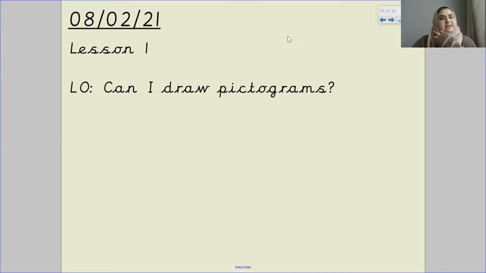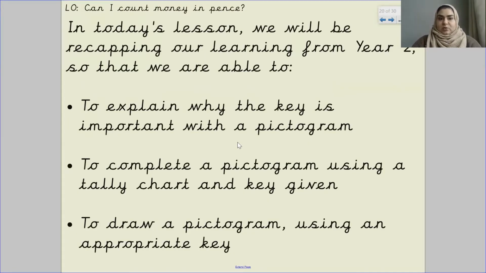So today is Monday, the 8th of February, 2021, and our learning objective today is: can I draw pictograms? In today's lesson, we will be recapping our learning from Year 2 so that we are able to explain why the key is important with a pictogram, to complete a pictogram using a tally chart and key given, to draw a pictogram using an appropriate key.